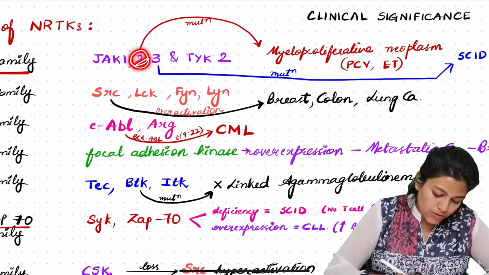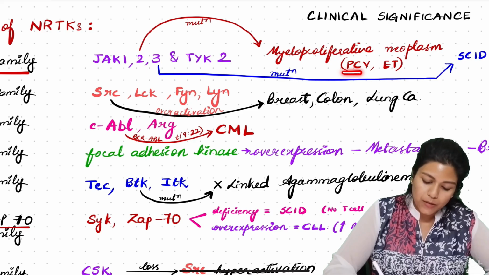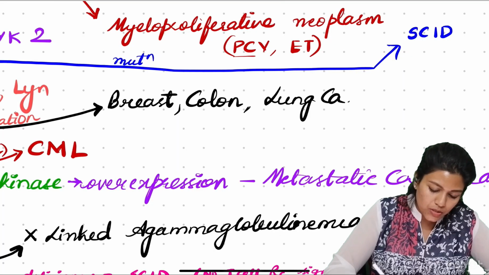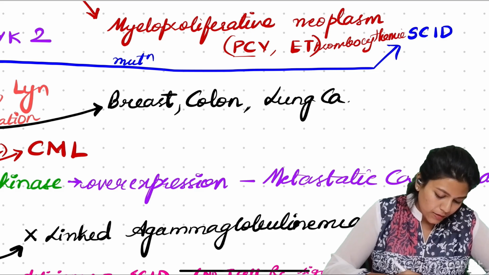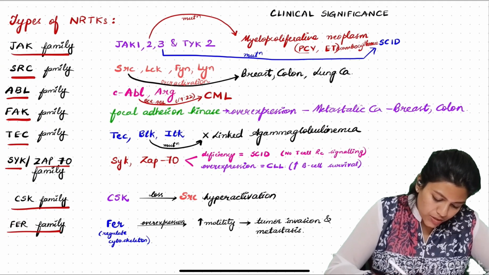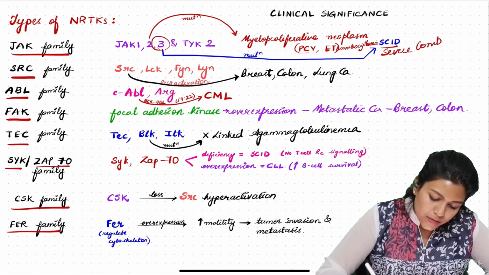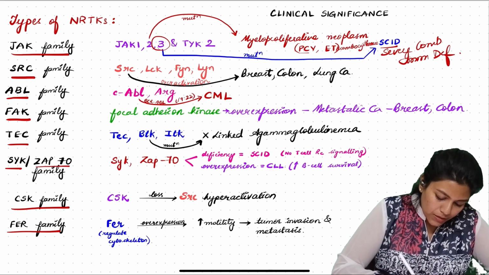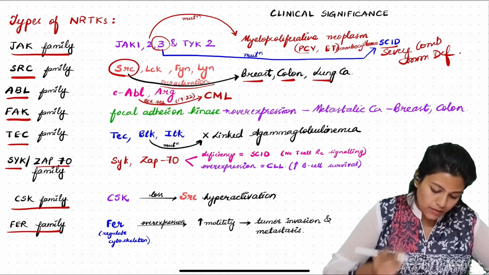JAK2 mutation is associated with myeloproliferative neoplasms like polycythemia vera or essential thrombocythemia. JAK3 mutation is associated with severe combined immunodeficiency. Coming to the SRC family, SRC protein overactivation will lead to cancers of breast, colon, lung.